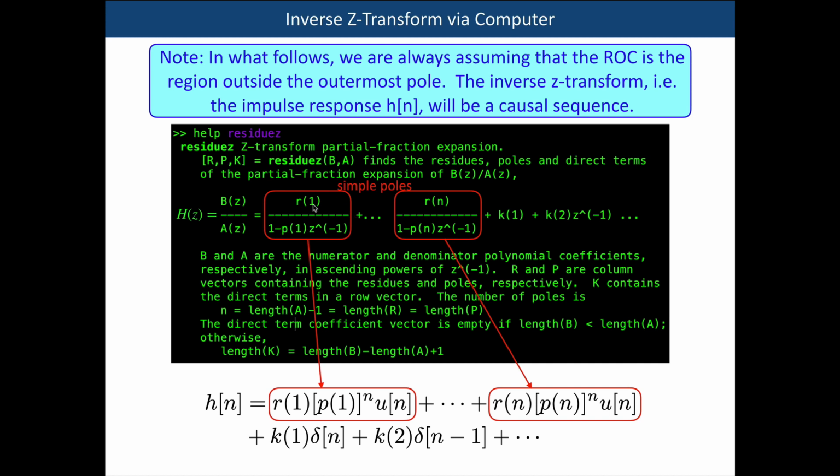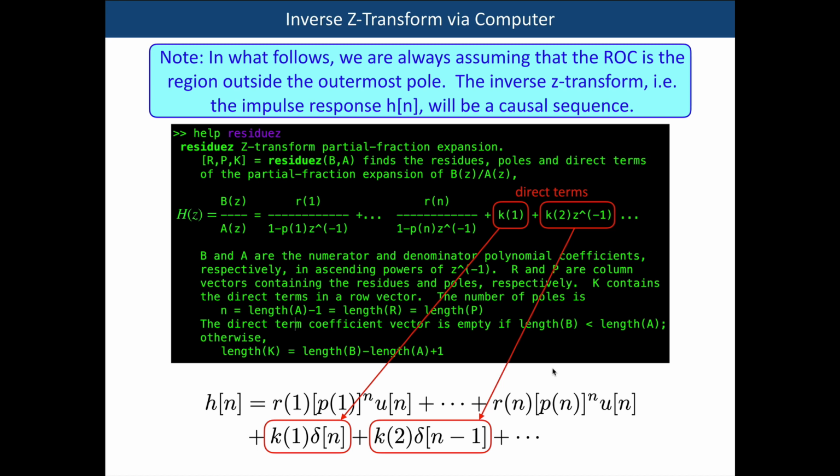again, this term is going to give us a causal inverse Z transform. So we have the residue times the pole raised to the n times u of n. Why do we get this causal term instead of an anti-causal term? Well, again, the reason is because the region of convergence lies outside this pole, which means it's causal. And so each one of these terms here in the partial fraction expansion is going to give us a causal inverse transform, basically just decaying exponentials.